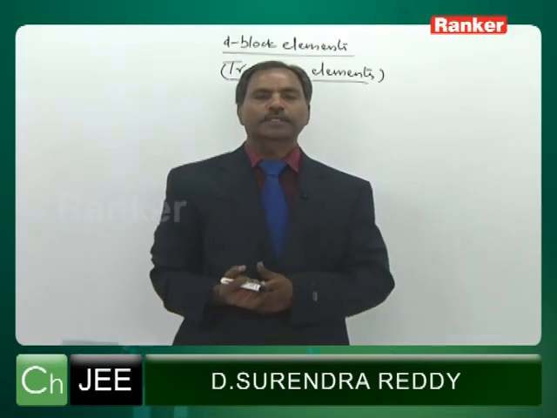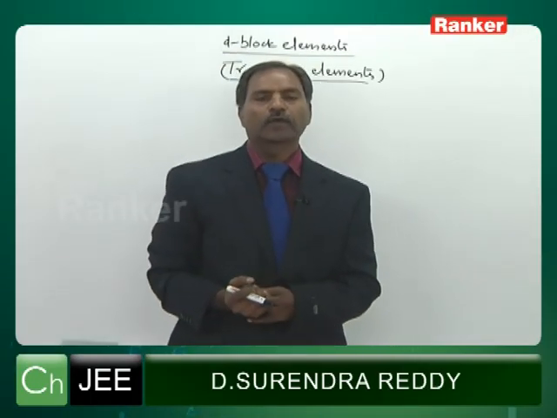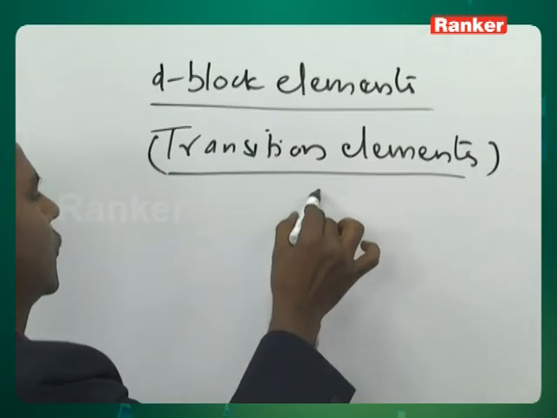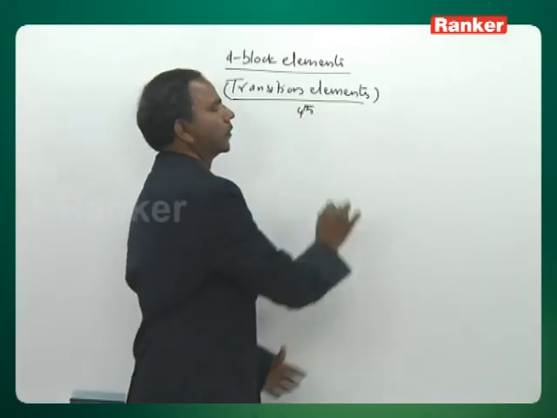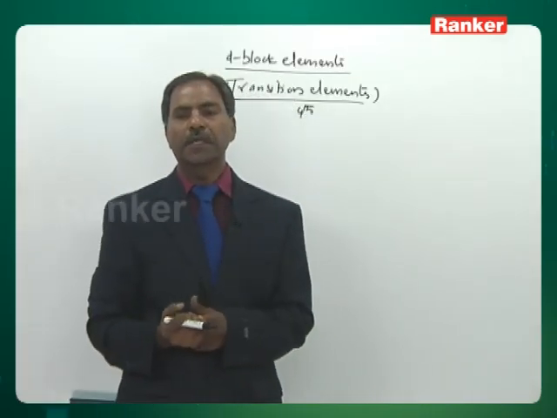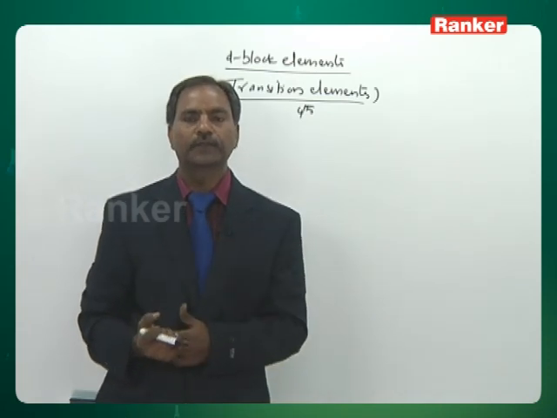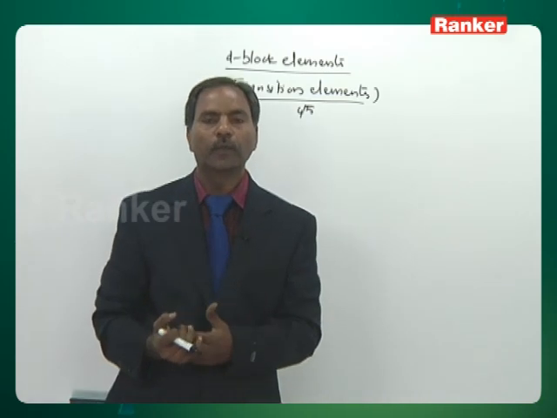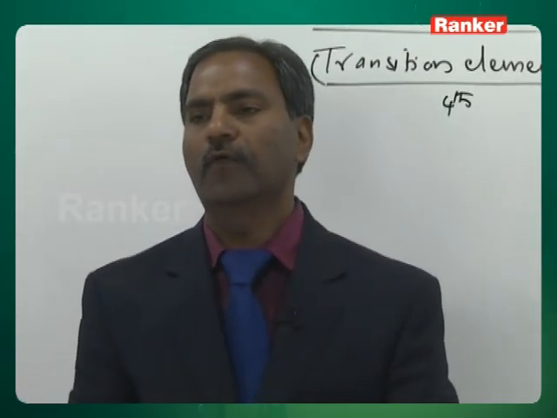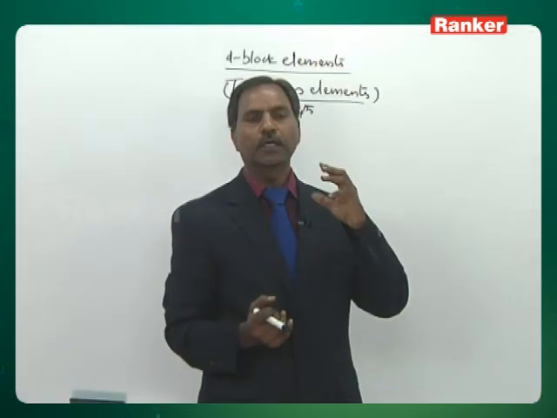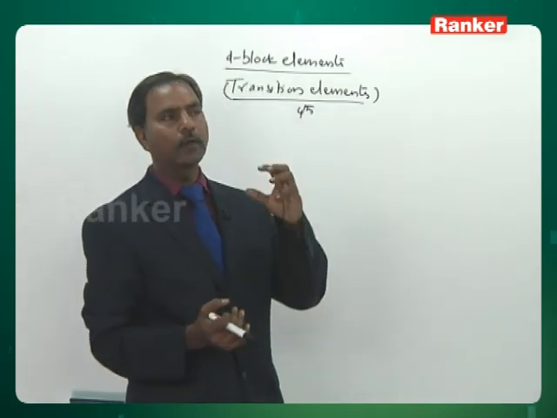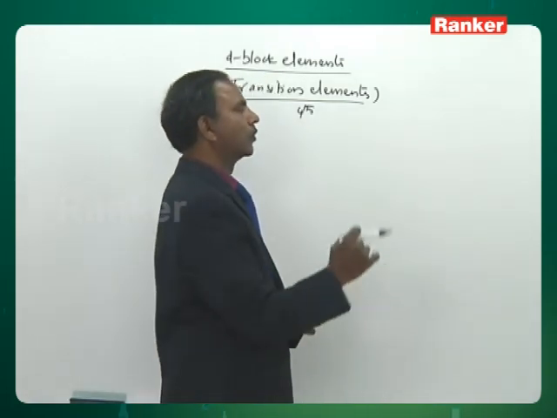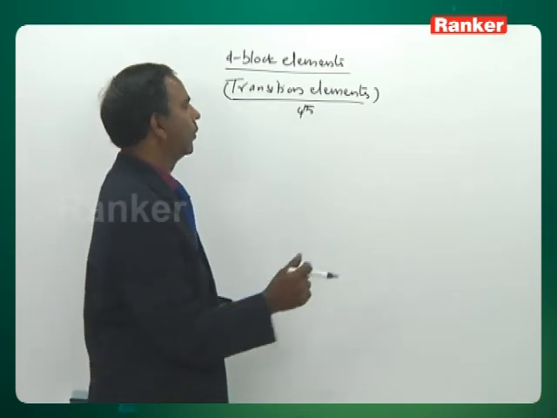See, d block elements in the modern periodic table start from the fourth period. Generally, d block elements means they are actually the 3d series. You may feel that 3d series means they start from the third period, but they are not actually starting from the third period. They are starting from the fourth period.